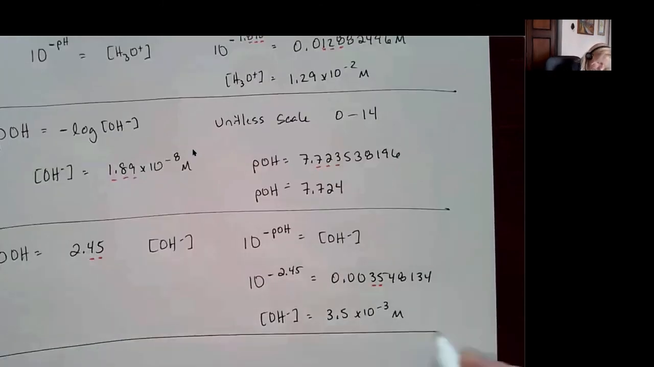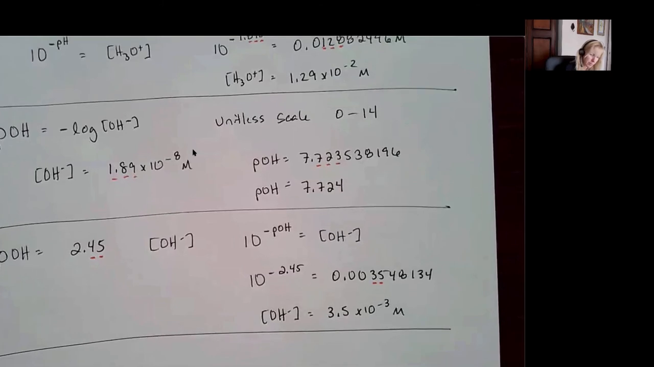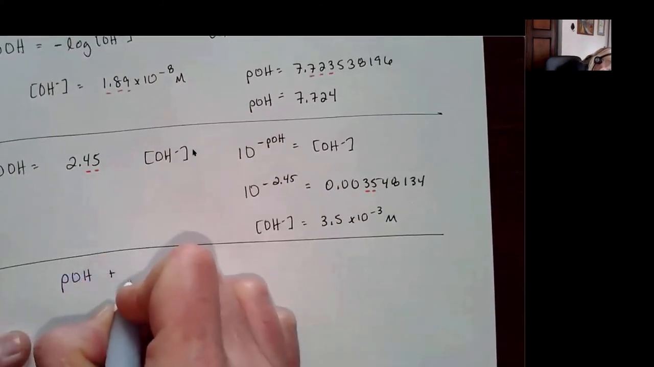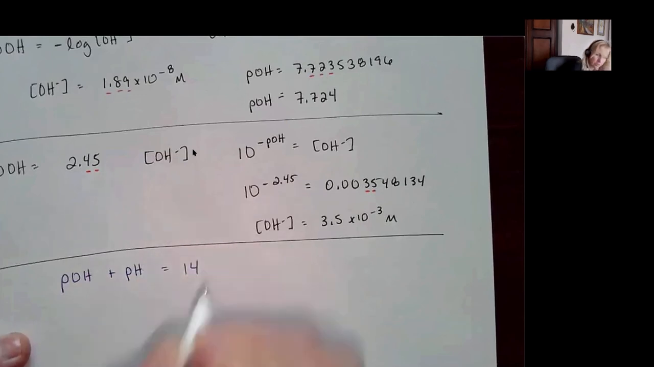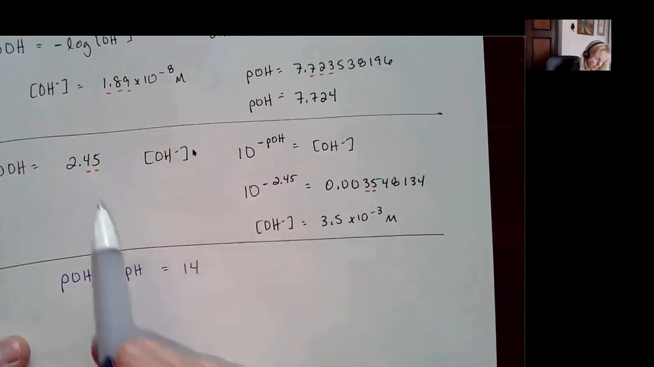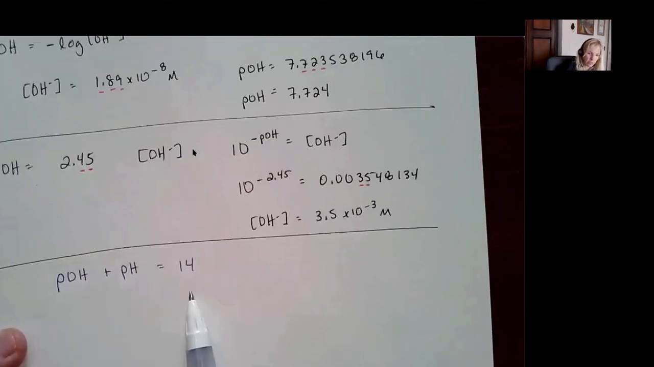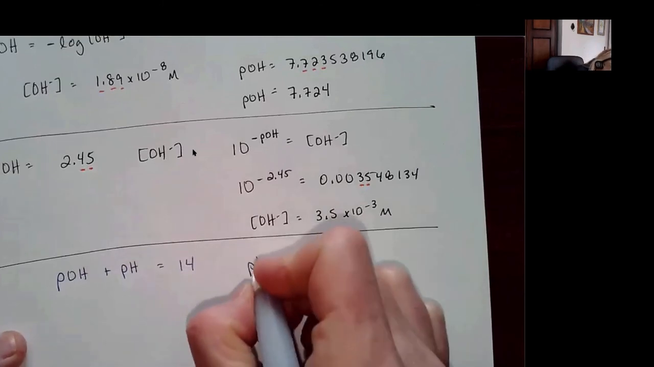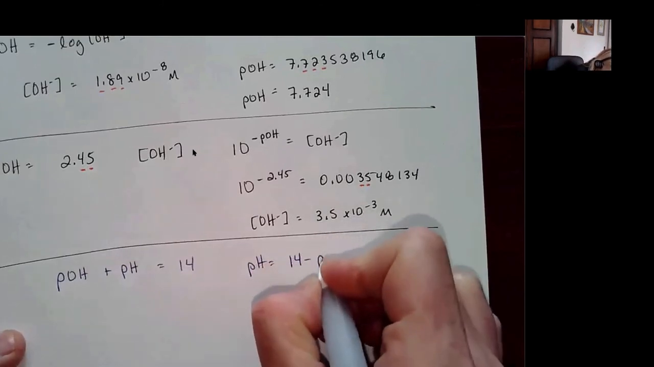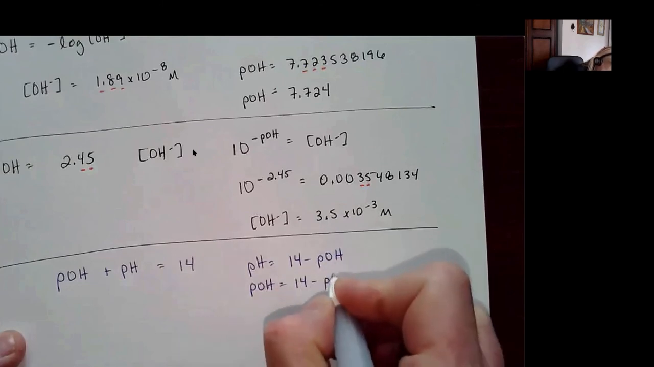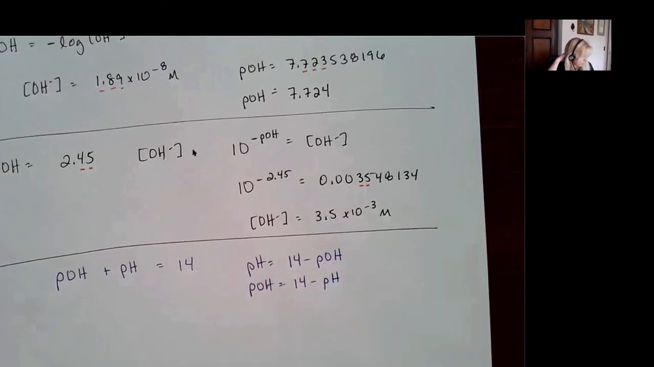Now, the nice relationship that you might want to keep in the back of your mind is that if you take pOH and add it to pH, you're going to get 14. So if I have my pOH and I want to know what my pH is, I don't have to go through trying to do this calculation. I can just subtract from 14. So pH equals 14 minus pOH, and pOH equals 14 minus pH. That's a handy little conversion to have.